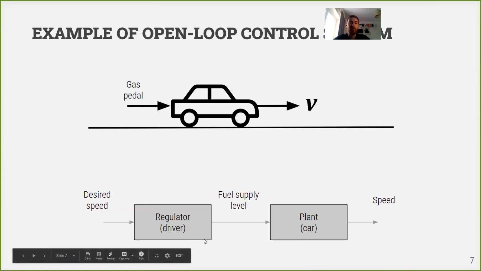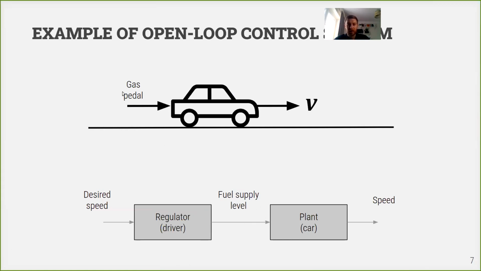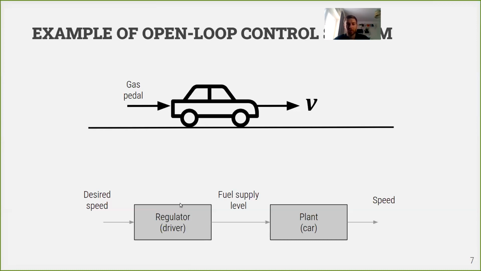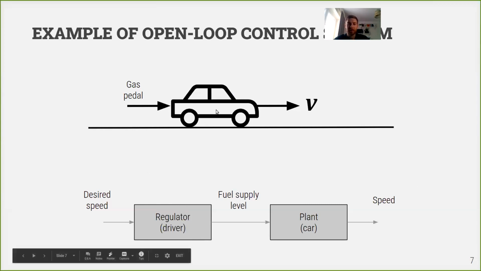So the driver knows the speed he wants to drive. The output of our regulator is a fuel supply level. The more we push the gas pedal, the more fuel we supply to our engine. And the plant, or car, transforms the fuel supplied to the engine into speed. And so we are controlling speed in the end by this long process of transmitting the gas pedal pushing force to fuel supply and to the speed in the end.